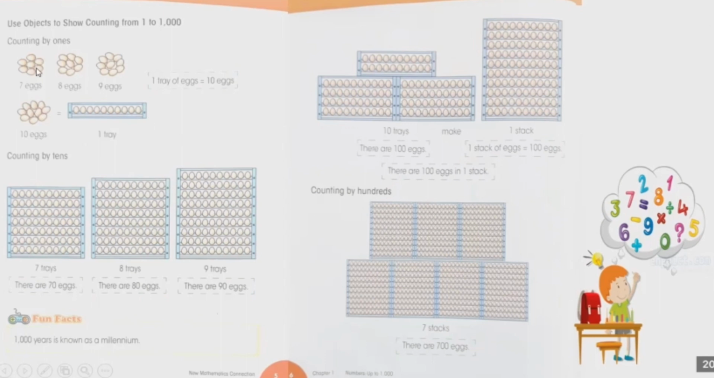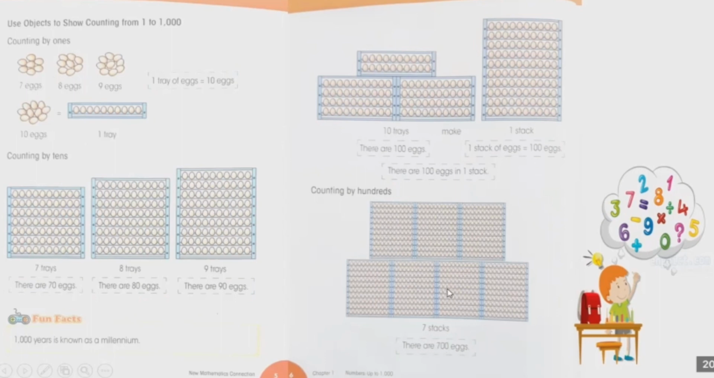A while ago, on the left side, we counted numbers by ones, and then we counted numbers by tens. And here we count numbers by hundreds. So one stack, two stacks, three stacks, four stacks, five stacks, six stacks, seven stacks. So seven stacks is equal to 700 eggs. Again, seven stacks. Therefore, there are 700 eggs.